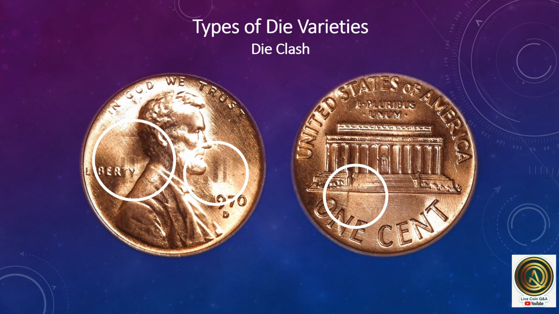Die clashes. Die clash occurs when the hammer die or the obverse die comes in contact with the anvil die or the reverse die, and the design is transferred from one to the other. Here's evidence of the memorial's engraving on the obverse of the penny, and here's evidence of the obverse design being clashed onto the reverse die.